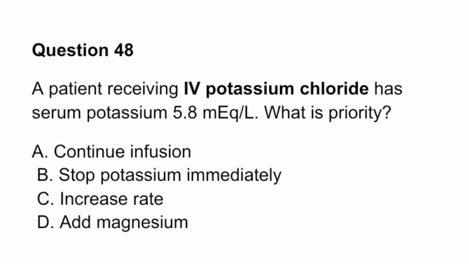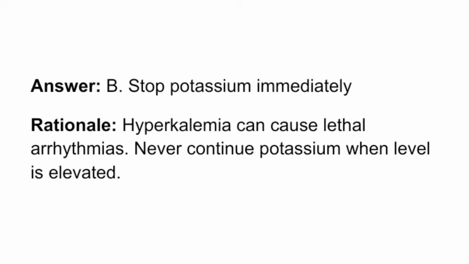Question 48. A patient receiving IV potassium chloride has serum potassium 5.8 milliequivalents per liter. What is priority? A. Continue infusion. B. Stop potassium immediately. C. Increase rate. D. Add magnesium. Answer: B. Stop potassium immediately. Rationale: hyperkalemia can cause lethal arrhythmias. Never continue potassium when level is elevated.